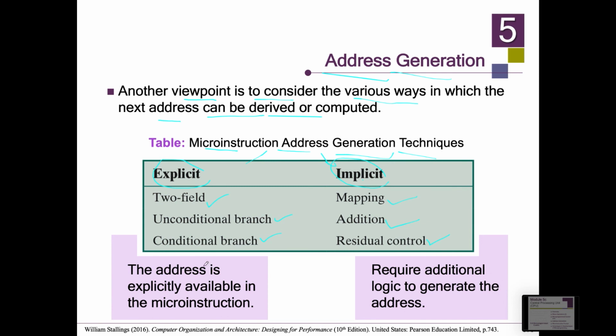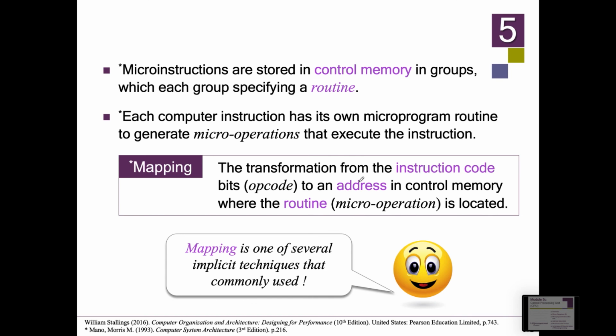So the address is explicitly available in the micro instruction, while the implicit one requires additional logic to generate the address. So this is the one for your explicit and also implicit. More theory is coming in, and memorizing the terms becomes more important in our 5.6 subtopic.